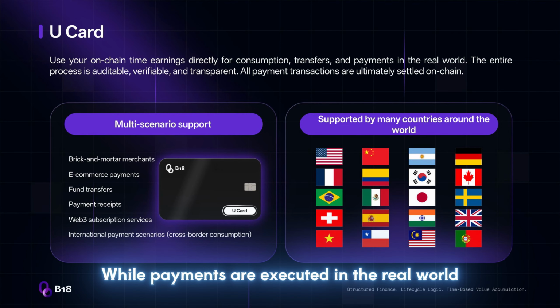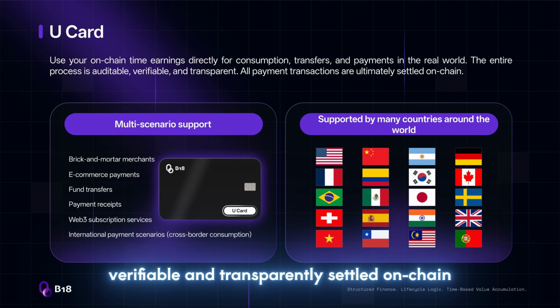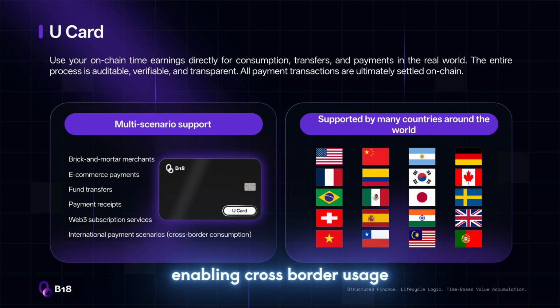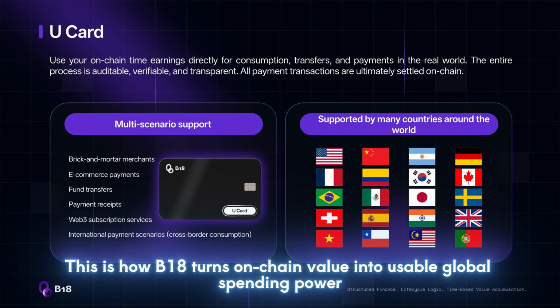While payments are executed in the real world for efficiency and compliance, the entire process remains auditable, verifiable, and transparently settled on-chain. uCard is supported across multiple countries, enabling cross-border usage without breaking the on-chain financial structure. This is how B18 turns on-chain value into usable global spending power.